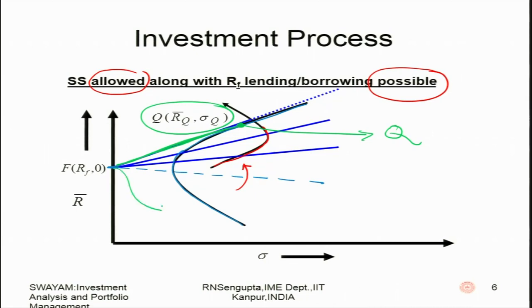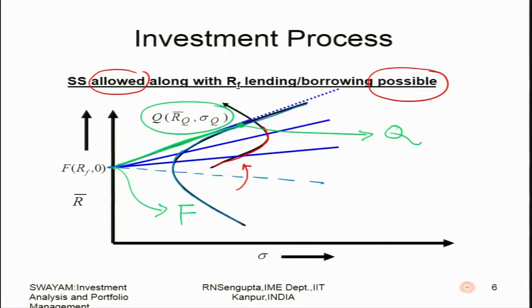At point F, you invest all your money in the risk-free investment, that is, put it in the bank. Any combination between F and Q would mean that you are proportioning your money in some ratio between F and Q. Q is basically a basket of n risky assets. So consider the midpoint, which I am drawing here.